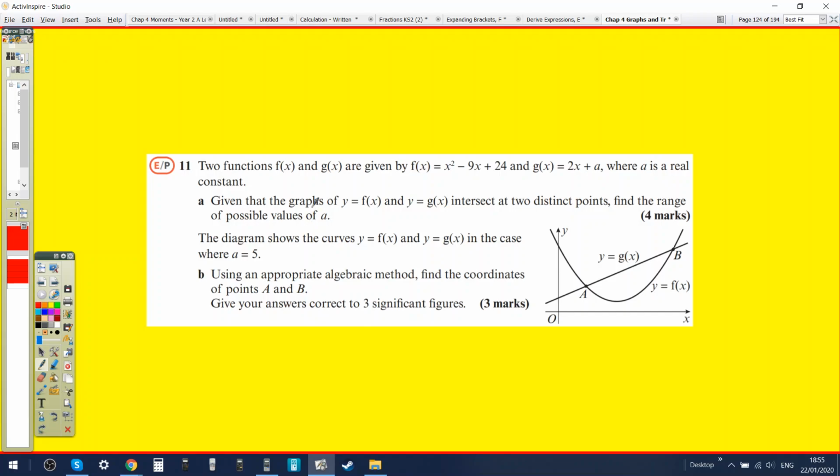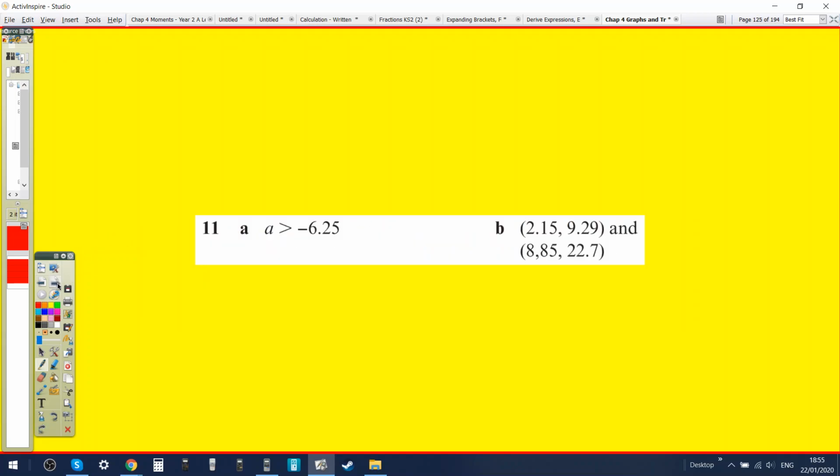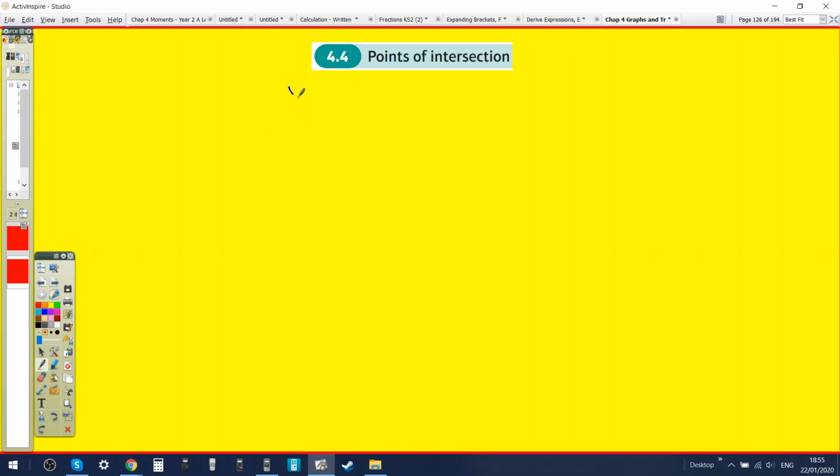Yes. Range of values, you would do b squared minus 4ac to get 2 distinct points. If you get 2 real roots, what is b squared minus 4ac? Equal to 0. That's one repeated root. Bigger than 0. Yes. Points of intersection.